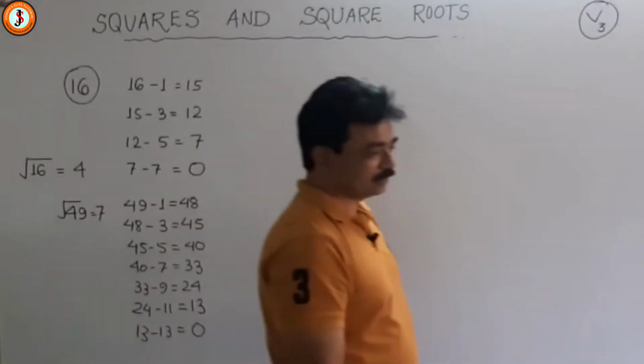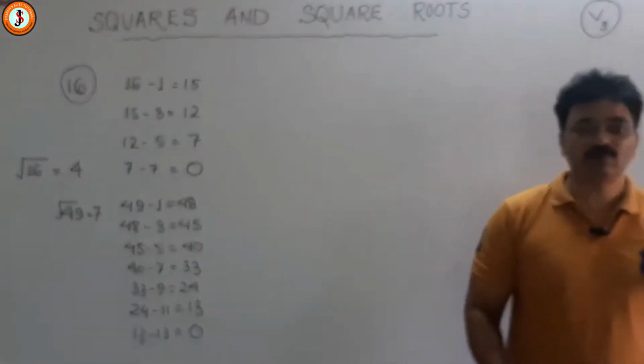So 1, 2, 3, 4, 5, 6, 7. So 7 times I have subtracted. So this is the way to find the square root by repeated subtraction.